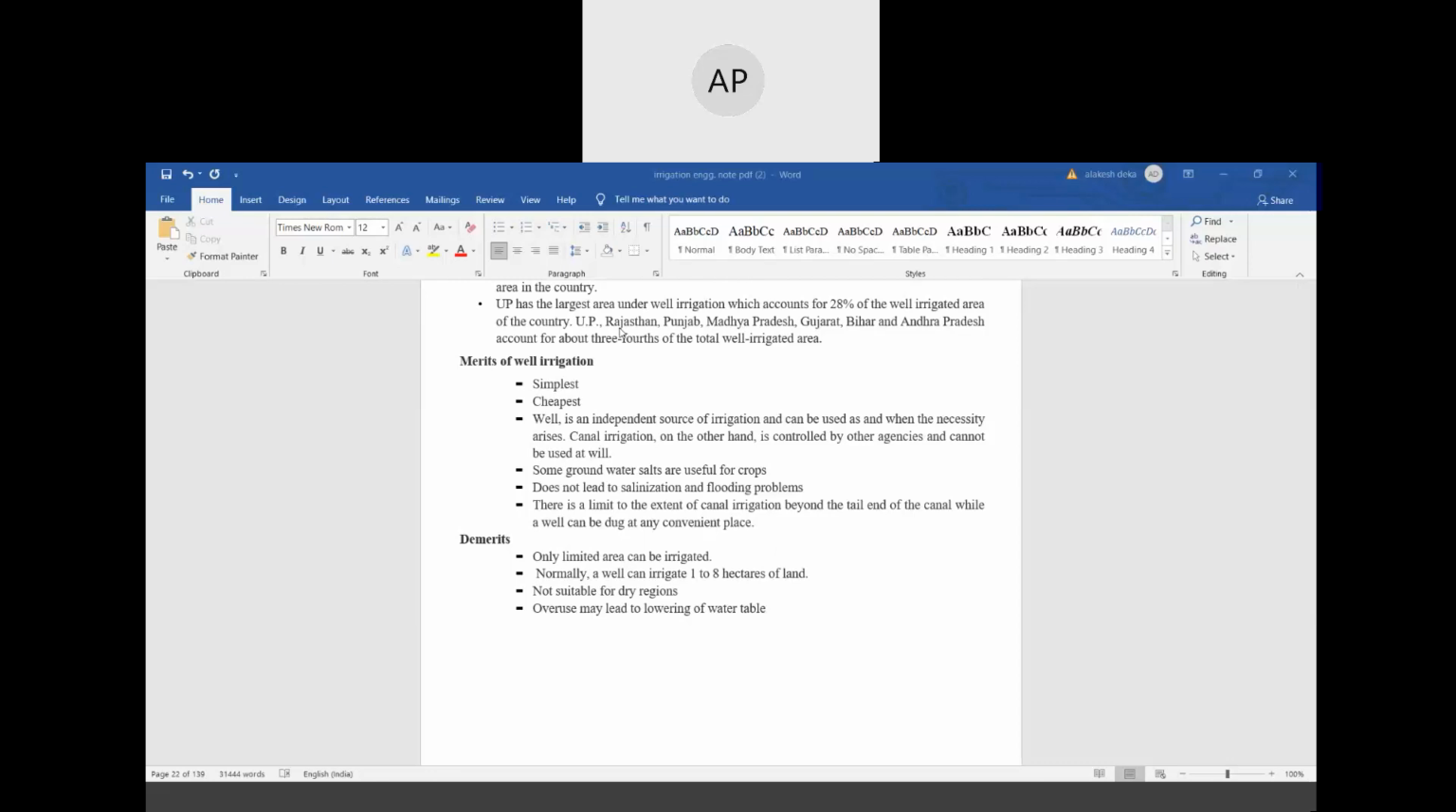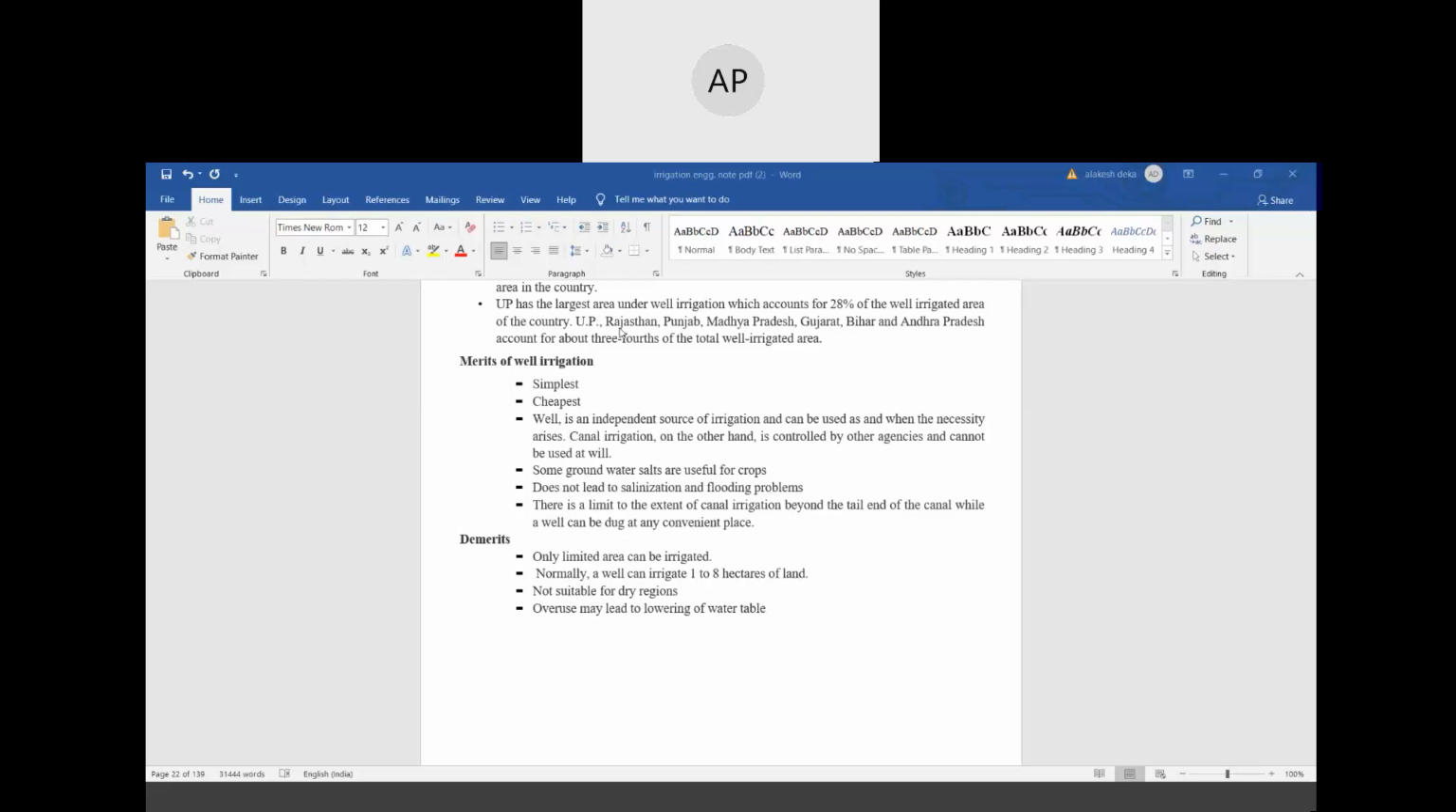One of the merits is that it is the simplest form of irrigation, and it is the cheapest. A well is an independent source of irrigation and can be used as and when a necessity arises. Canal irrigation, on the other hand, is controlled by other agencies and cannot be used at will. Some groundwater salts are useful for crops, and it does not lead to salinization and flooding problems.